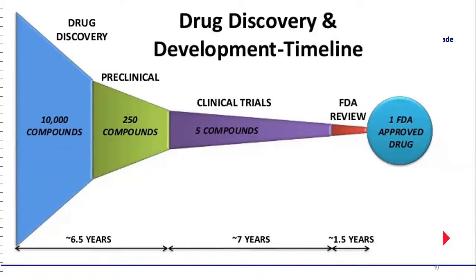Hence, after the review, maybe you'll end up with one final compound for which you get the approval. That is going to be your final product. So this is the entire cycle. If I see this entire cycle in terms of time, it takes almost 6.5 years from discovery to the preclinical stage, and then almost 7 years to complete the clinical trial, the same time which drug discovery and preclinical together took.